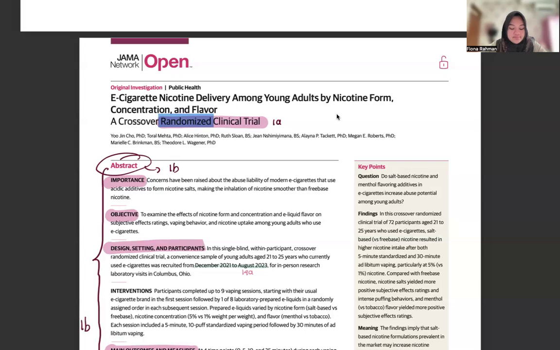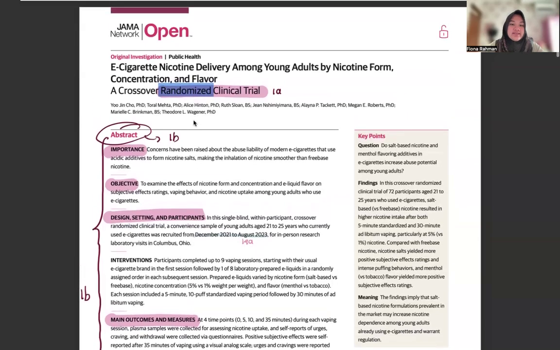Okay, first of all, I will identify the title using SPICED. In this title, I find that the population is young adults, the intervention is about e-cigarettes, and the design is randomized, but I cannot find the setting, condition, and also endpoint. Okay, next, we will move to the title. I find the title and I can identify it as a randomized trial.